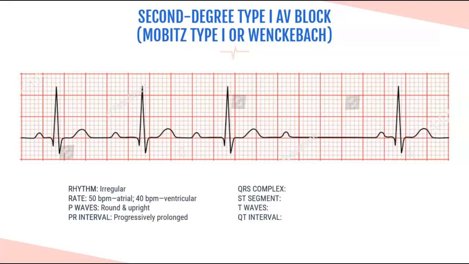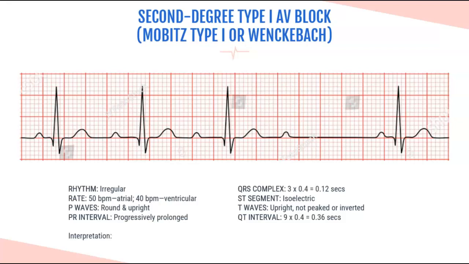Our QRS complex is about 3 small squares. Multiply that by 0.04 and it gives you 0.12 seconds, which is within normal limits. Our ST segment comes back down to that isoelectric line. Our T waves are upright, they're not peaked or inverted, and our QT interval is around 9 small squares. Multiplied by 0.04 gives you 0.36 seconds, which is within normal limits.